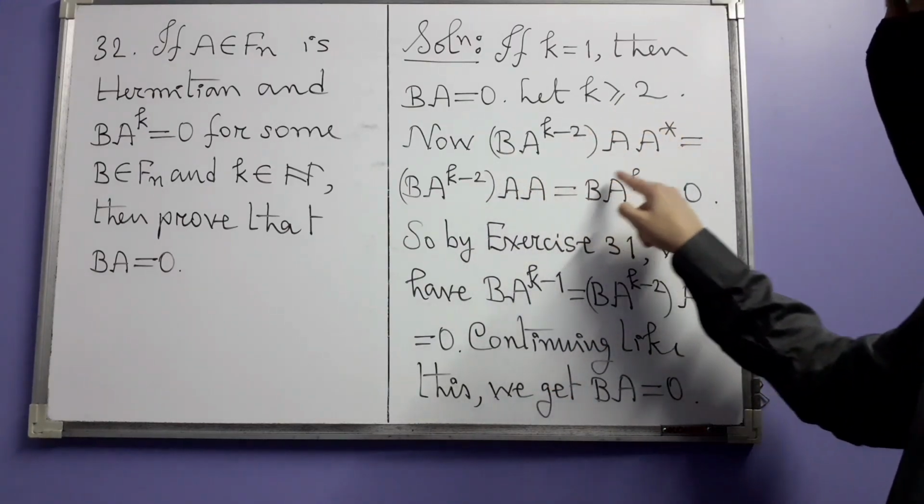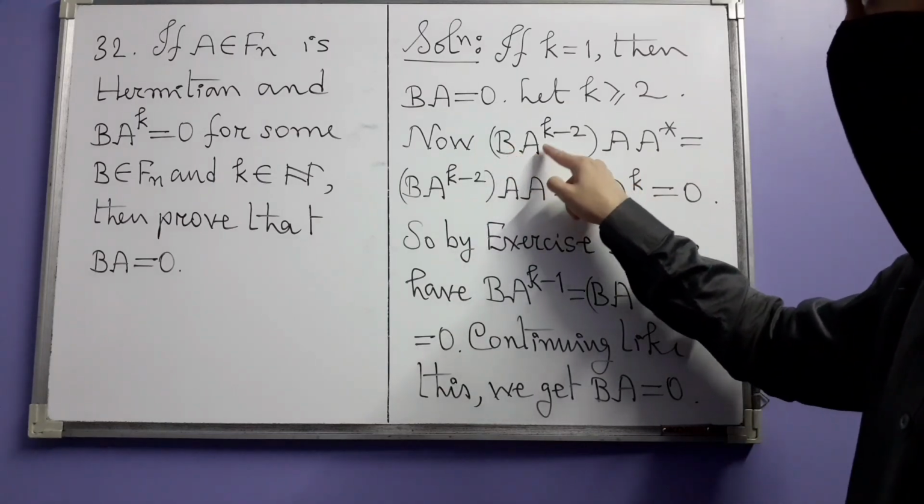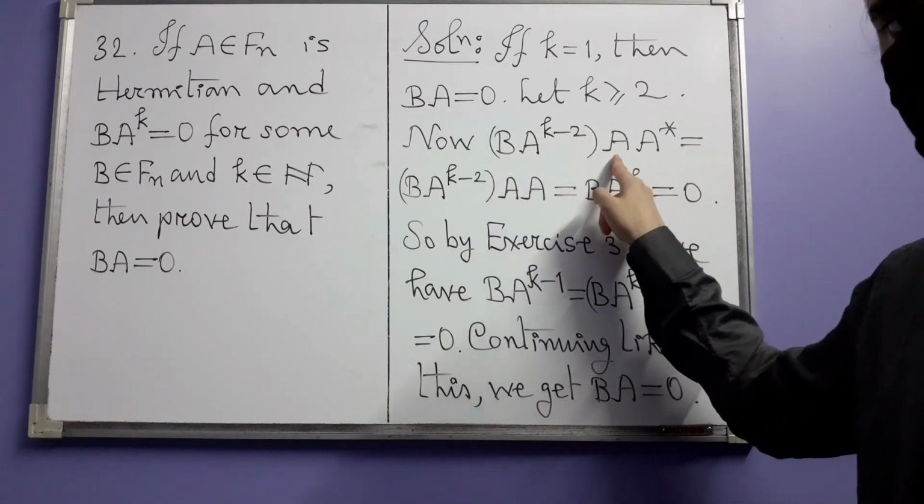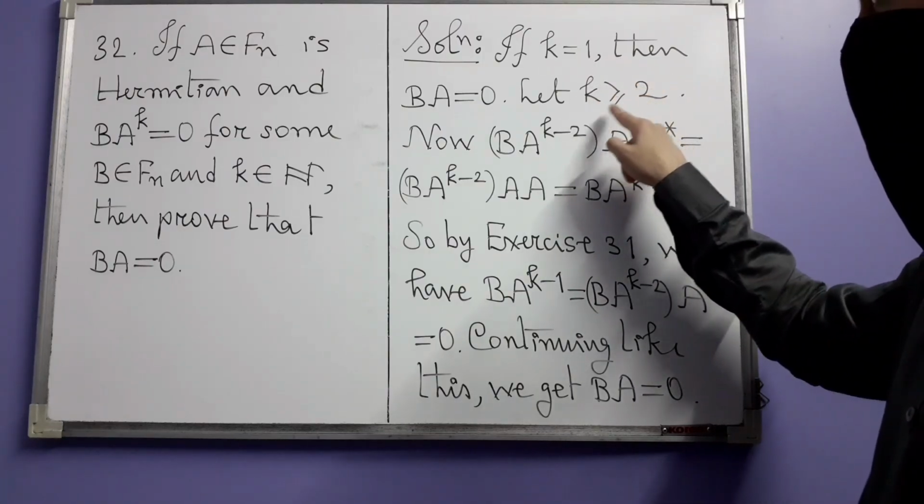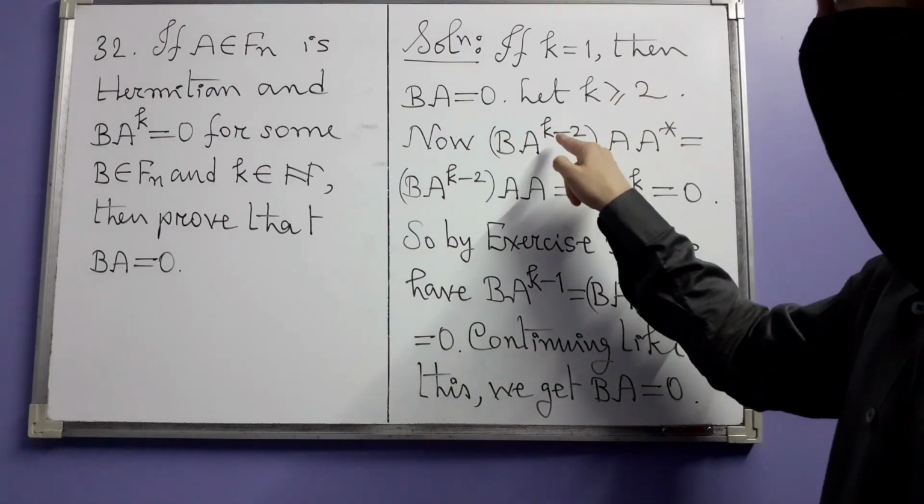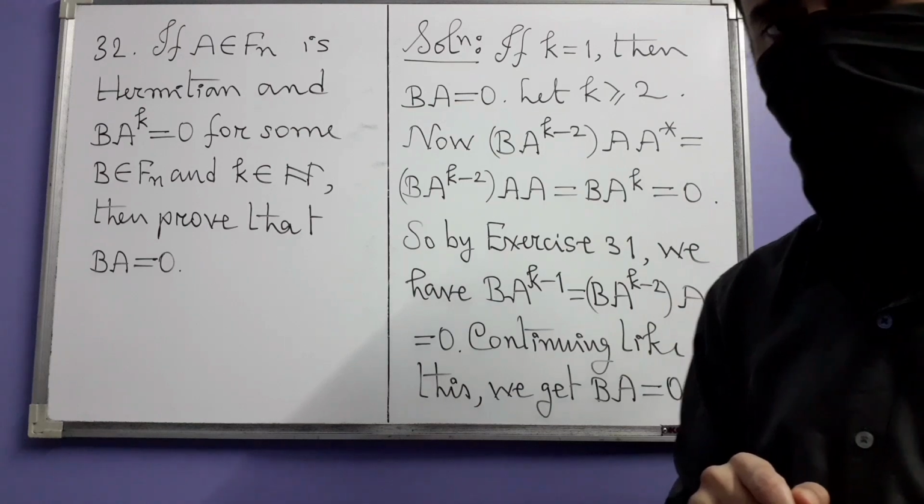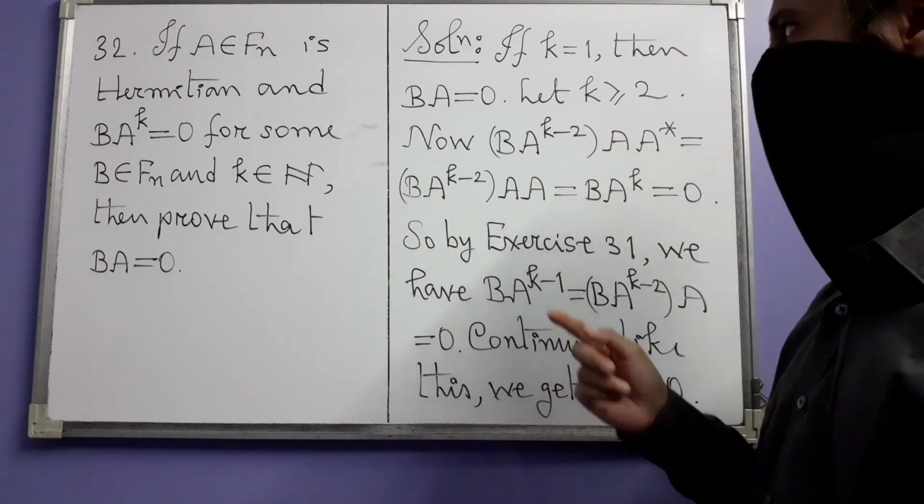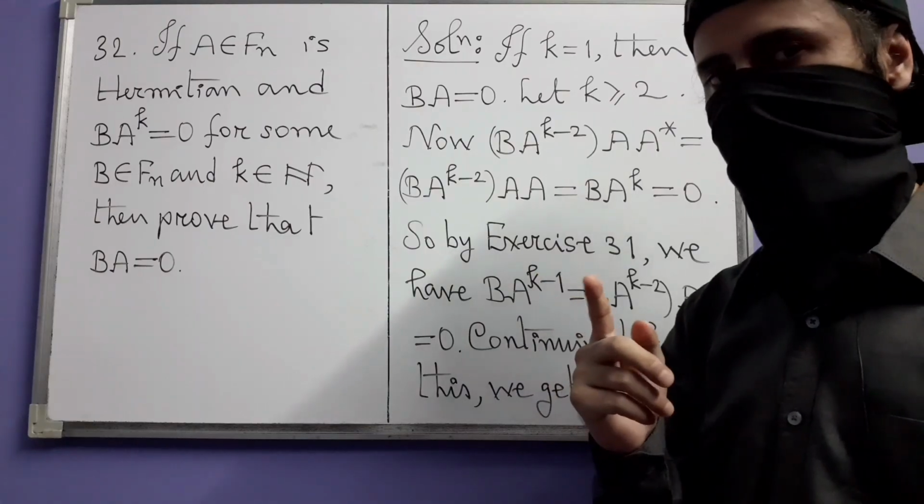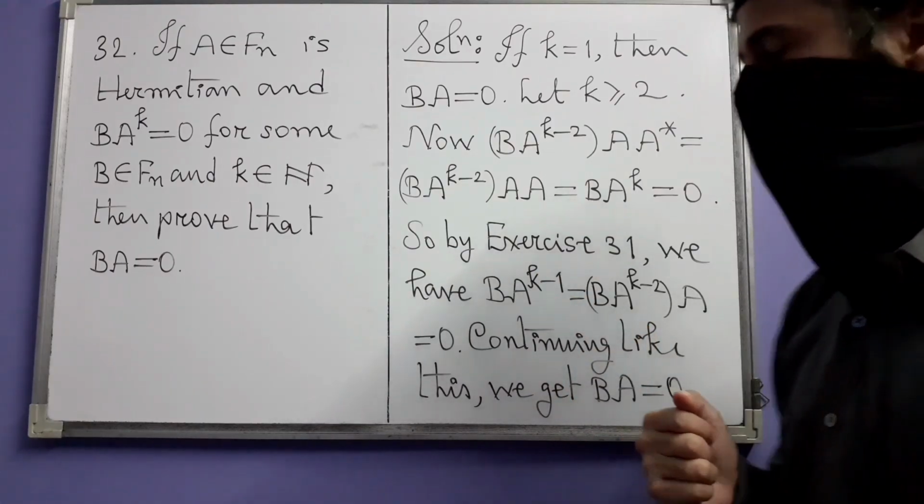And now you look at this matrix, BA to the power k minus 2 times A adjoint. This inequality takes care of the non-negativity of the exponent k minus 2. We do not want this exponent to be negative because we do not know whether A is invertible or not.